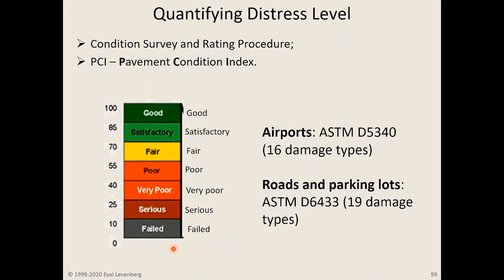You can see here the ranking procedure, the ranking scale. And there are actually two procedures. One is for airports, and the procedure is summarized in ASTM D5340. And there are 16 damage types that are defined in this procedure. And then there's another procedure for roads and parking lots, ASTM D6433, where there are 19 different damage types.